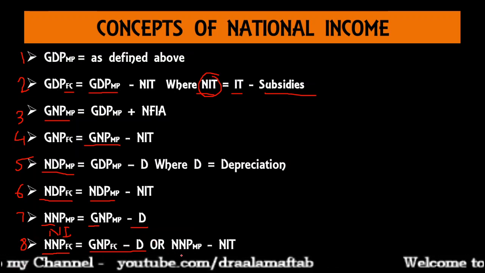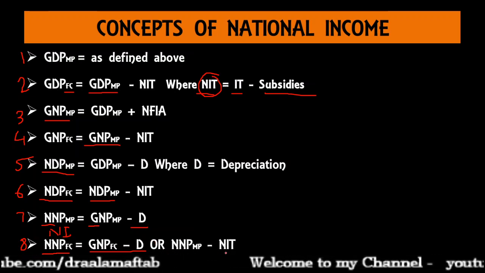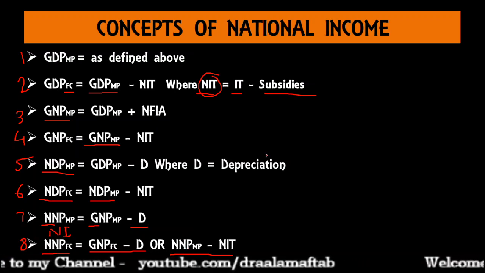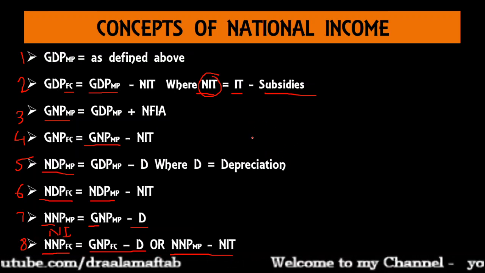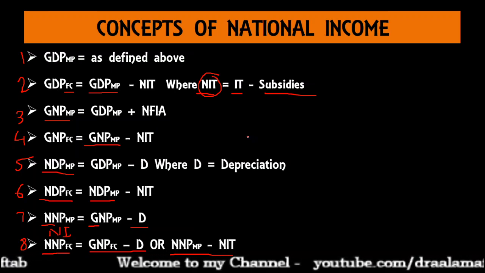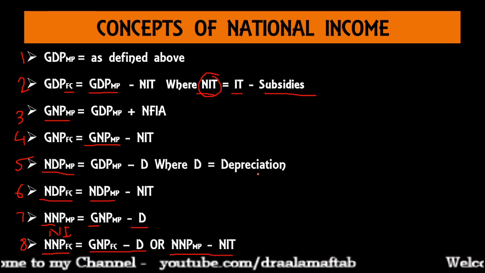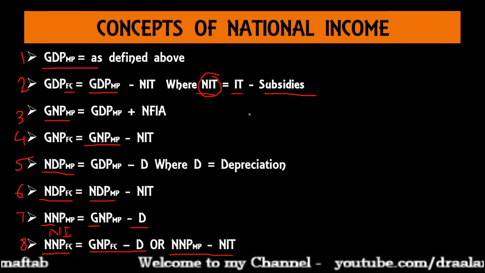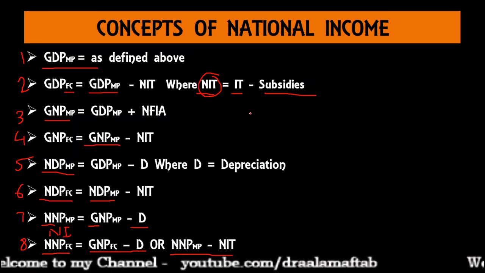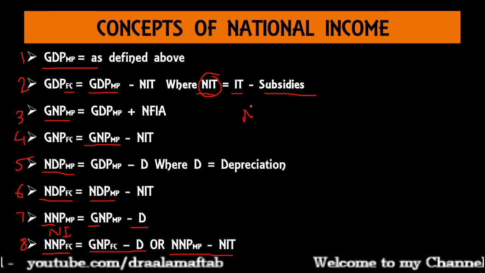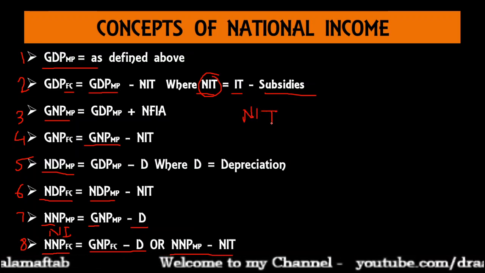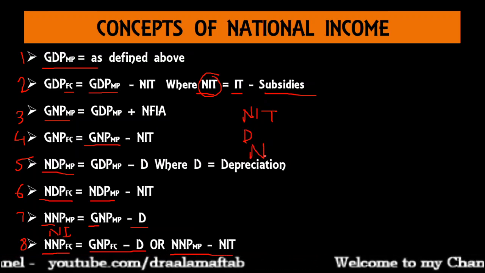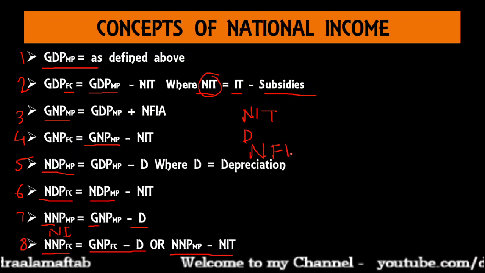Or we can also calculate it by deducting net indirect taxes from NNPMP. So both ways we can use it. So here there are three simple rules to calculate different variants of national income. See, this is the base variant, that is GDPMP. We have three important concepts, that is NIT, which we have seen, net indirect taxes. The second one is depreciation, and the third one is NFIA, net factor income from abroad.